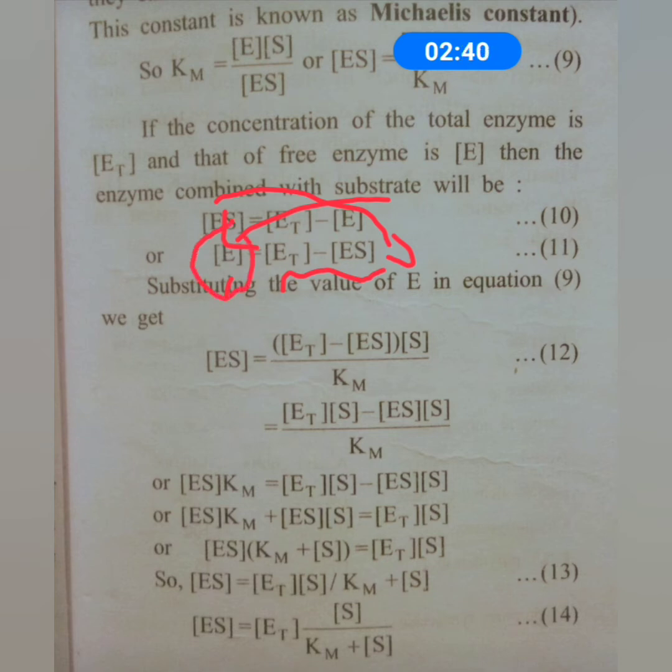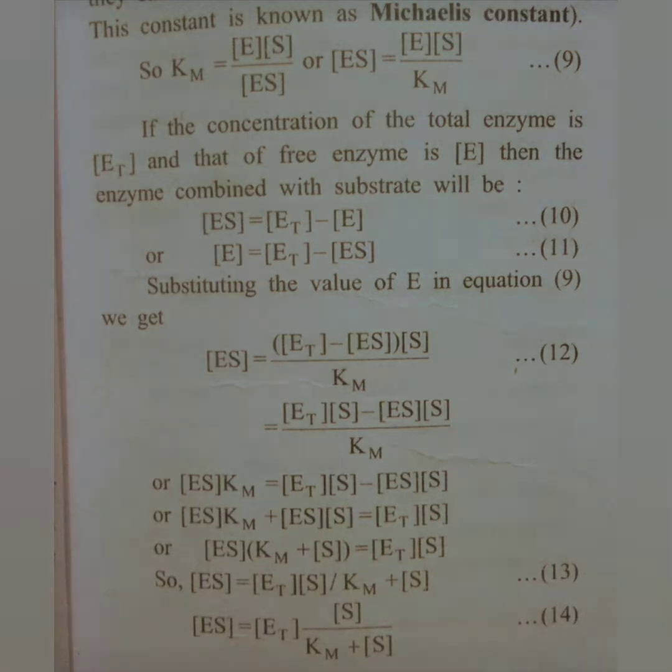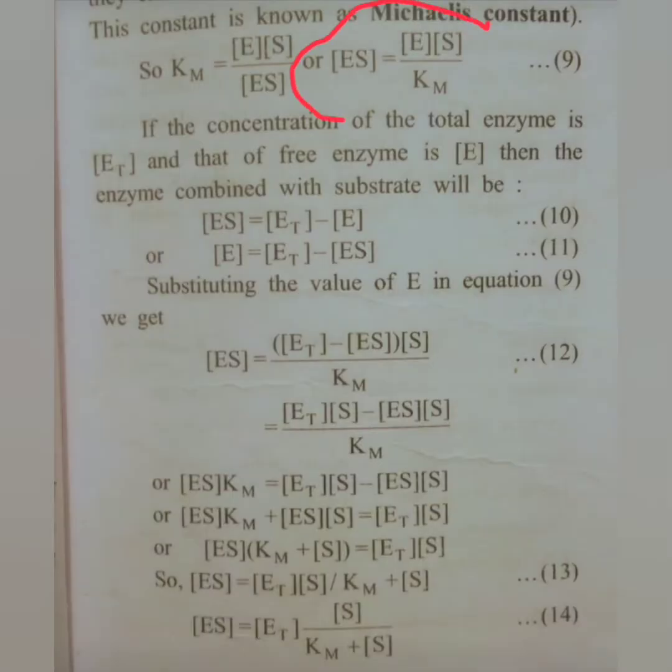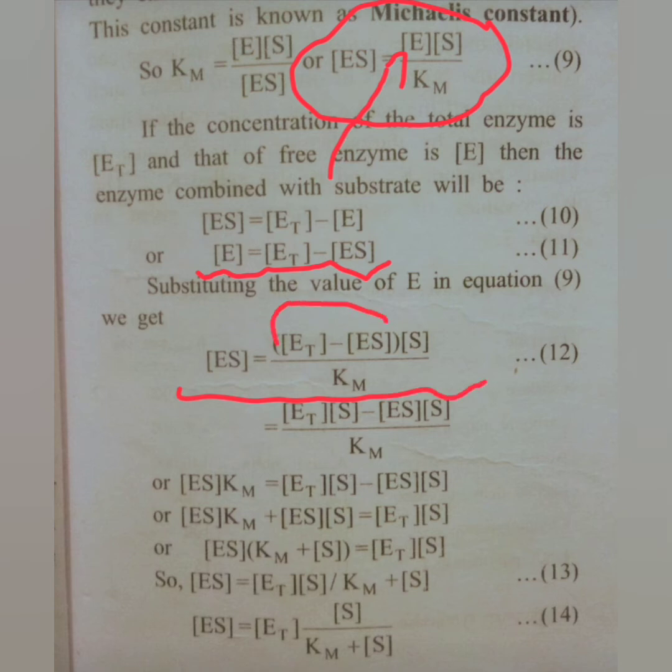Now substituting this value of enzyme in equation 9. Just now we have got this equation 9. You substitute this value of E from here in this equation. So you get like this. Instead of E you get ET minus ES, into S divided by Km.